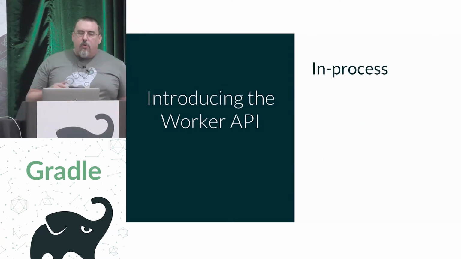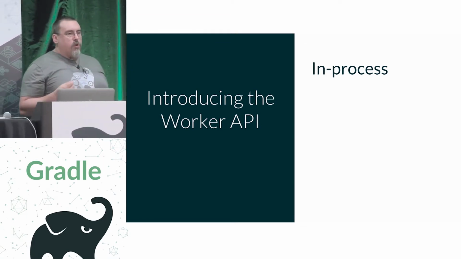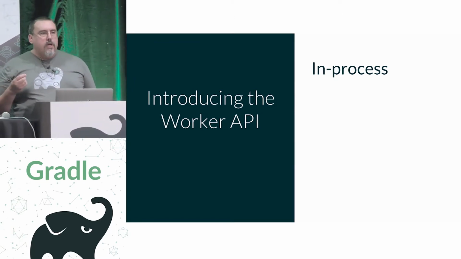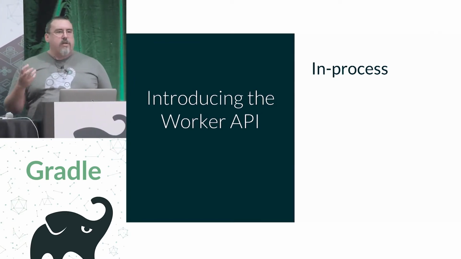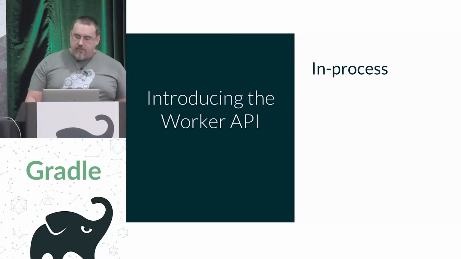So what can we do with the Worker API? Well, as we discussed a little bit this morning in the keynote, we can run in-process workers. And this allows us to basically take our tasks, break them up, and run work in process in multiple threads.